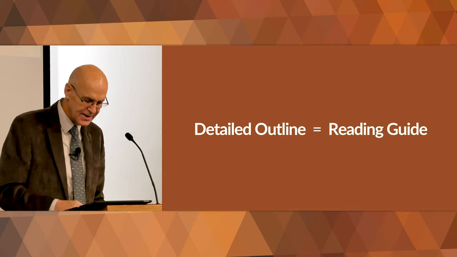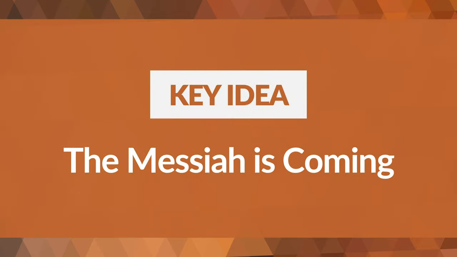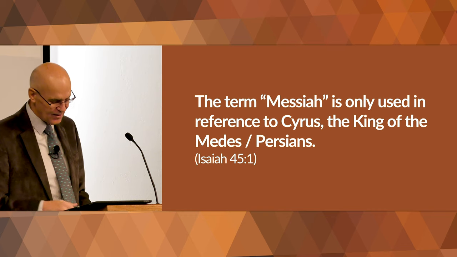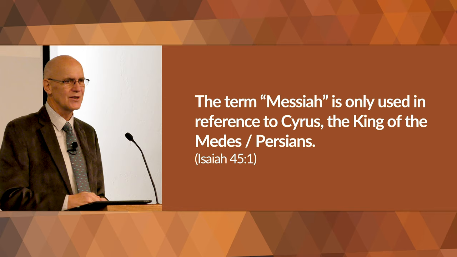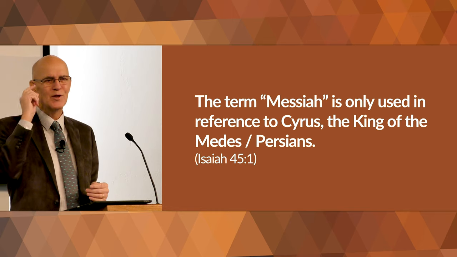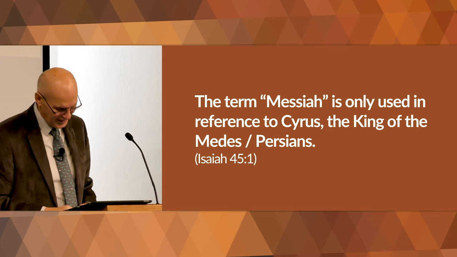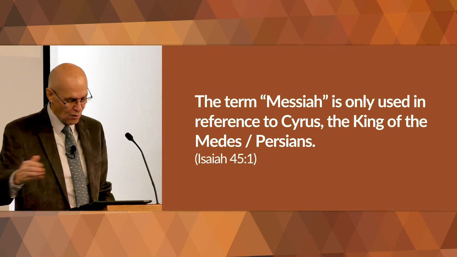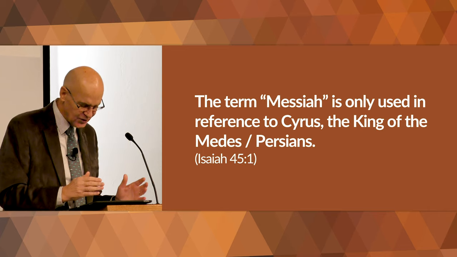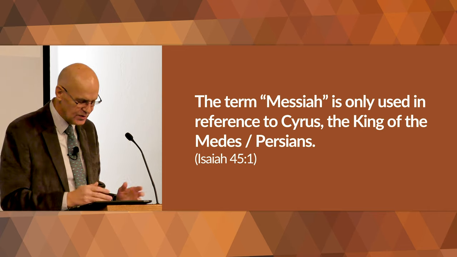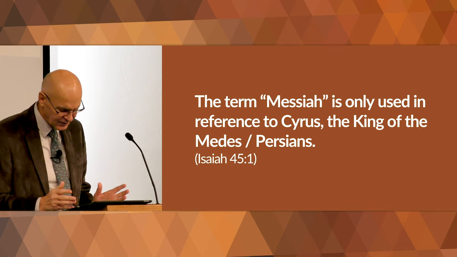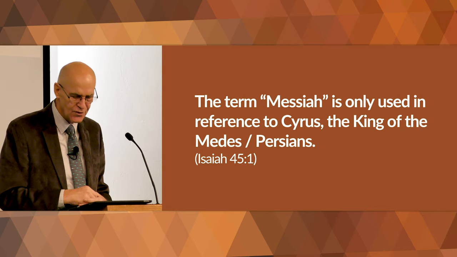Now, the key idea in Isaiah is that the Messiah is coming, even though the term Messiah is only used in reference to Cyrus, the king of the Medes and the Persians, in Isaiah 45 verse 1. Isn't that strange that he's always talking about the Messiah to come, but he only uses the term Messiah for the Persian king? Again, we're not going to do a line by line study from here forward, but we're going to select key passages to preach a variety of lessons using Isaiah as our springboard. You now have a detailed outline and information on the features to guide you as you read Isaiah.